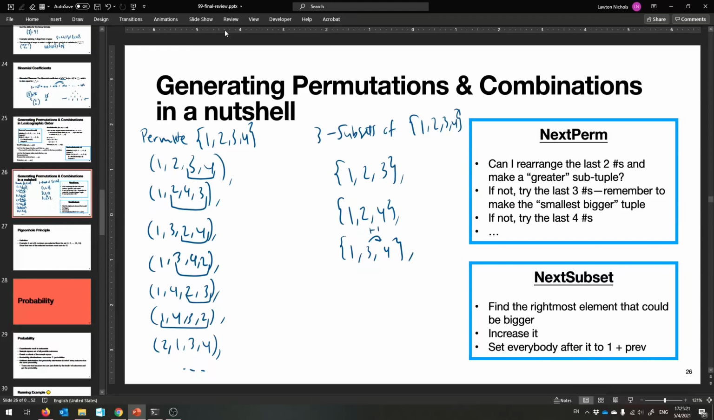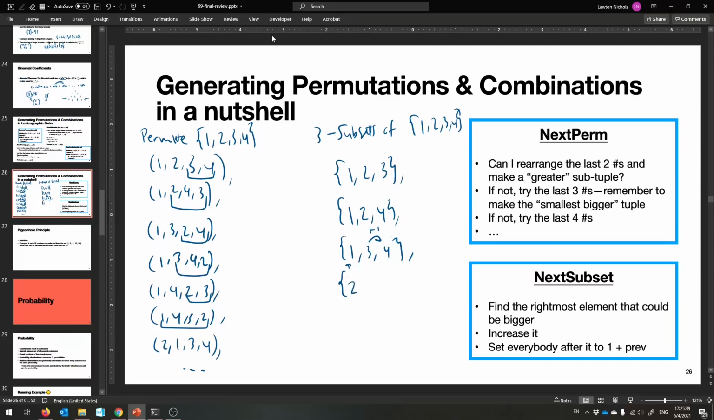Okay, find the next number that could be bigger. Could this one be bigger? 4 definitely can't be bigger. Could this 3 be bigger? Could we make it a 4? The answer is no, because then there's nothing bigger to put after it. So now it's the 1 that needs to be bigger. Okay, so we have to say 2.